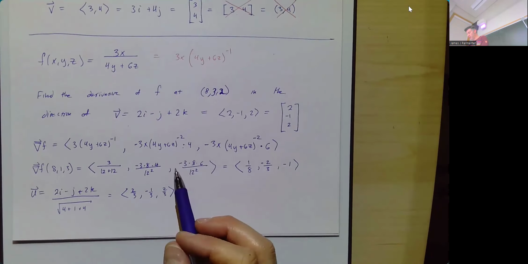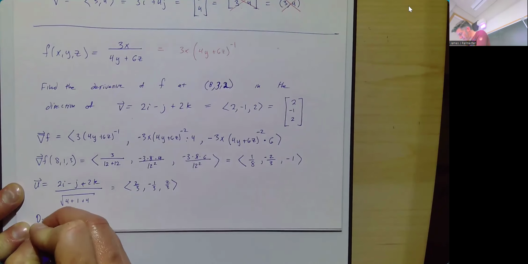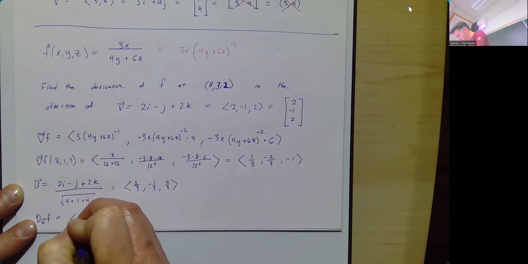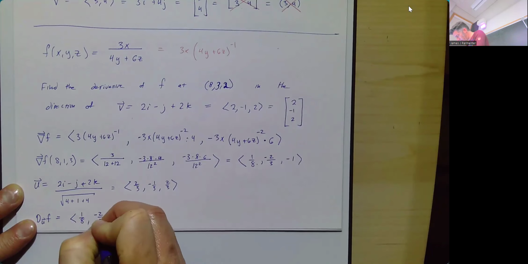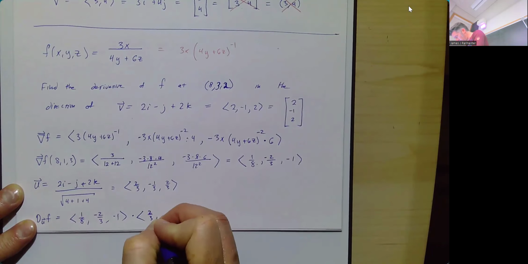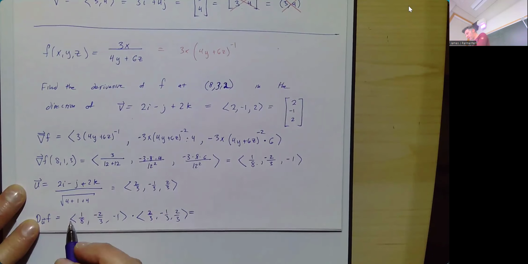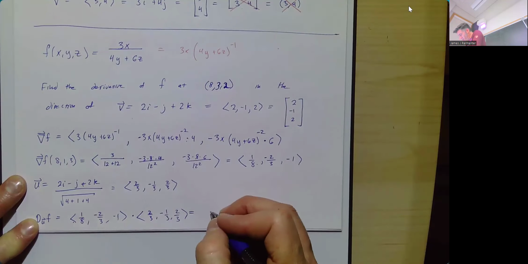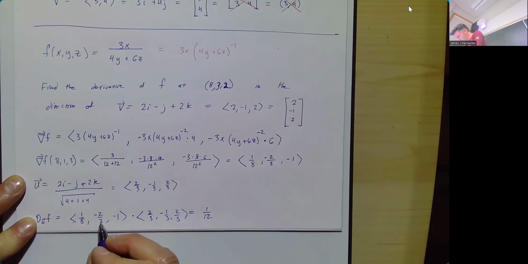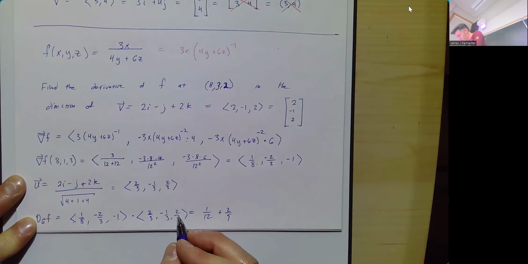Finally, we're ready to take the dot product of our gradient and our unit vector. So our directional derivative is going to be the dot product of our gradient at the point, 1/8, comma, negative 2/3, comma, negative 1, dotted with 2/3, negative 1/3, 2/3. And multiplying this out, 1/8 times 2/3 is going to be 2/24 or 1/12. Negative 2/3 times negative 1/3 is positive 2/9. And negative 1 times 2/3 is negative 2/3.